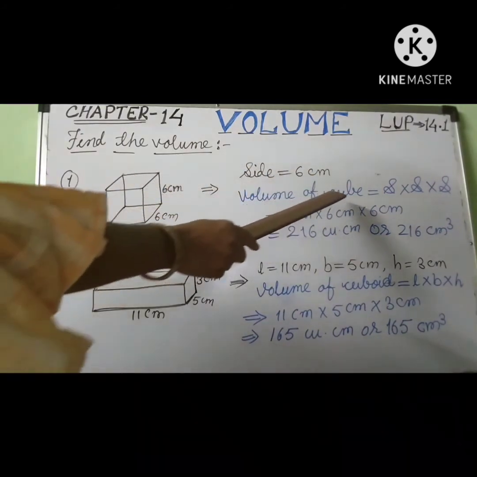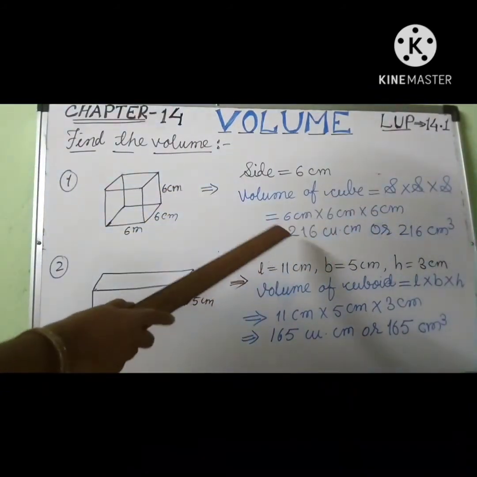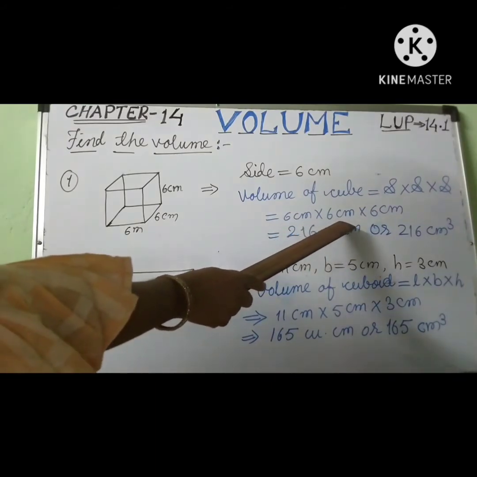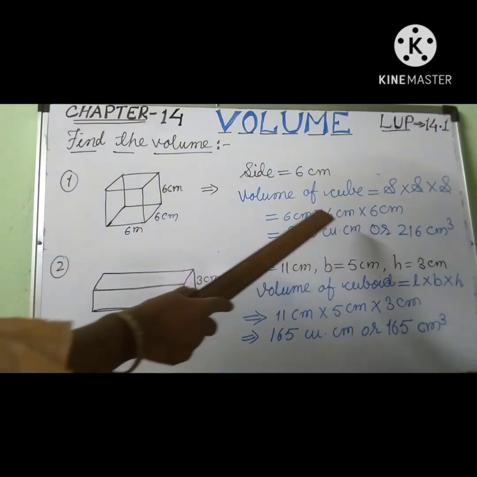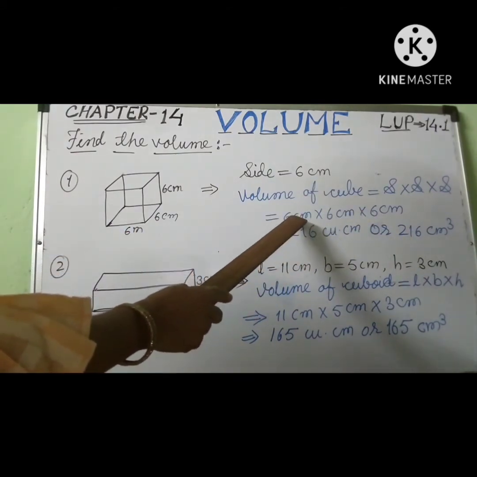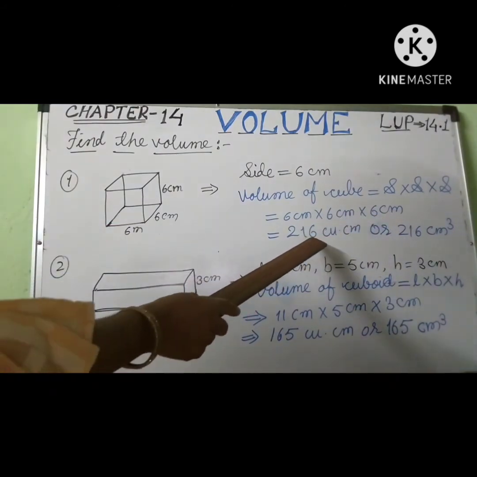So volume of cube will be written as side into side into side. Okay. So each side is 6 centimeter. We can write 6 centimeter into 6 centimeter into 6 centimeter. When we multiply all the 3 sixes, we will get 216. 6 6s are 36 and 36 6s are 216.